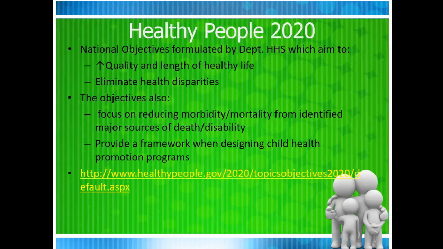Healthy People 2020, hopefully you guys were introduced to this in community. You guys feel pretty comfortable with Healthy People 2020, what it is, what the goals are. So I think you probably already know those first couple bullet points. Our major objectives are going to look at reducing the morbidity and mortality from those major sources of death and disability.